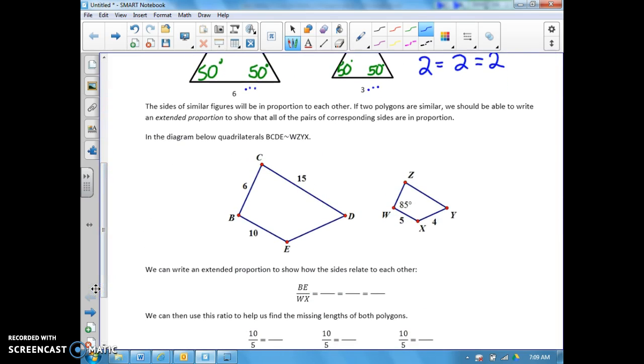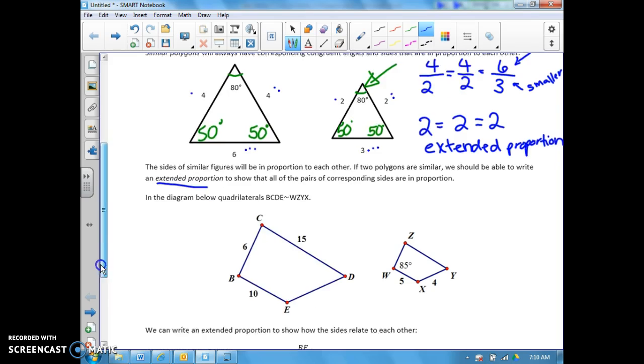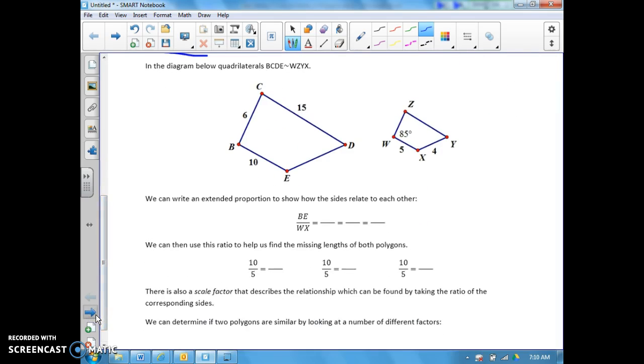So, we should be able to write an extended proportion to show that all pairs of corresponding sides are in proportion. We did that right here. This was an extended proportion. But let's look down at this one now. Let's see if we can solve for missing values in this triangle.